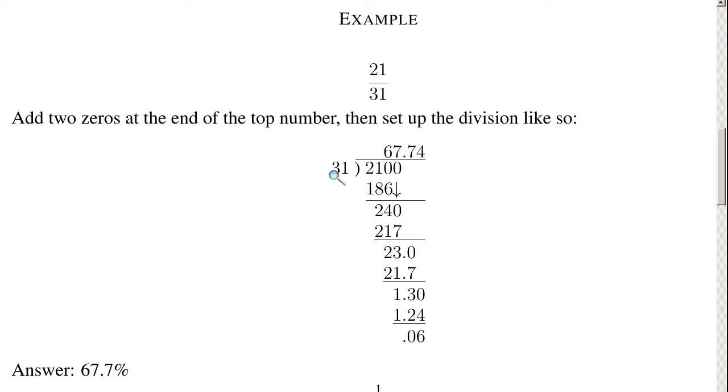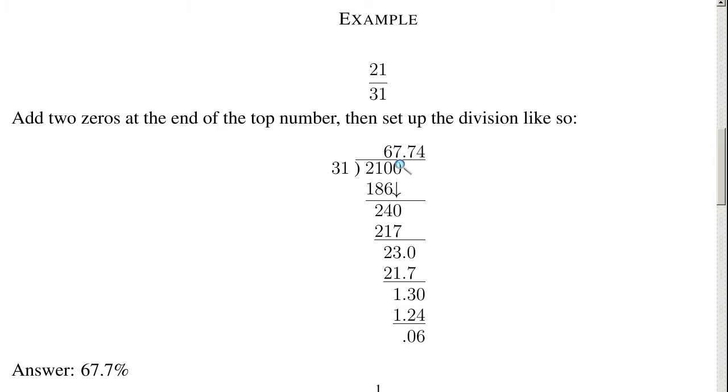Again, we can use that trick where we just take the 3 and the 24. How many times does 3 go into 24? Well, 8 times, because 8 times 3 is 24. But then again, 31 times 8 will give us 248, which is too large.